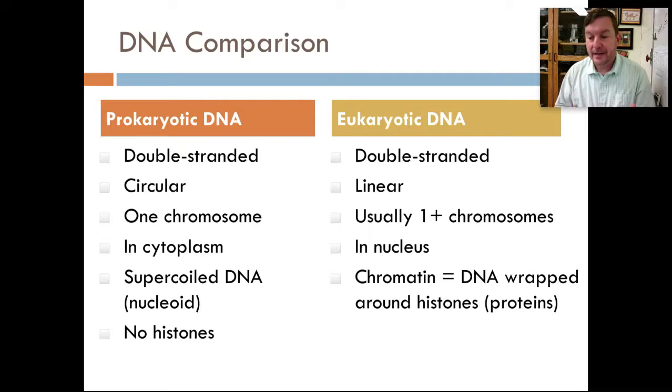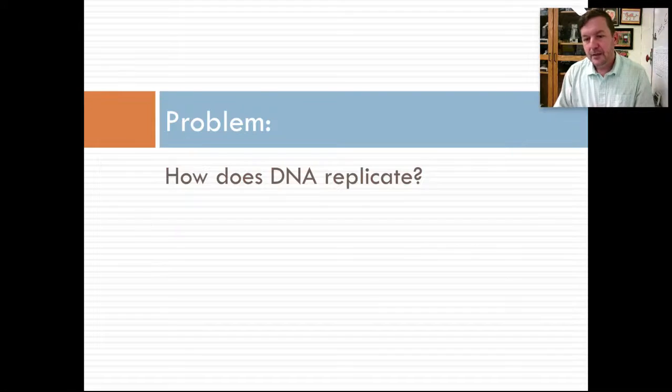Eukaryotic DNA, again, is double-stranded. It's linear. There's usually more than 1 chromosome, but that varies from species to species. It's found in the nucleus, and most of the time it's kept in the form of chromatin, as I said before. It's DNA wrapped around those histone proteins, and it looks granular if you were looking at it through a microscope. So the big question is, how does DNA replicate?